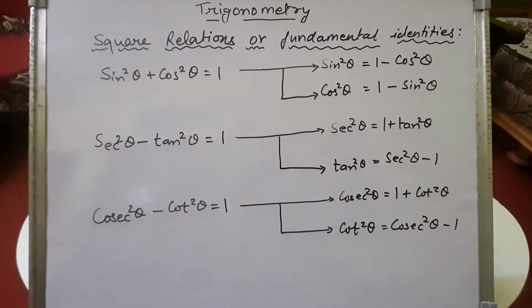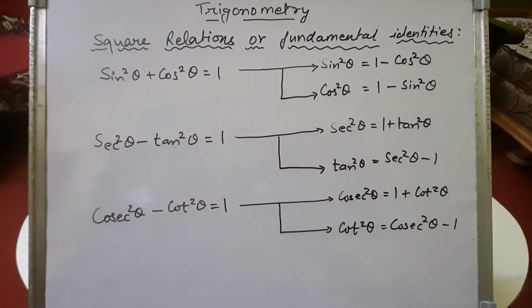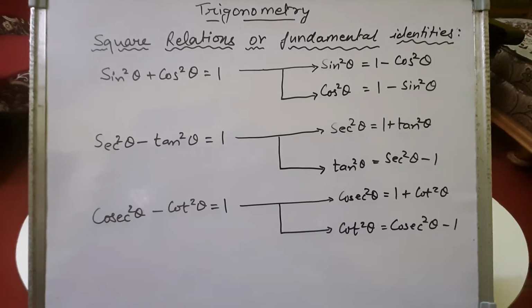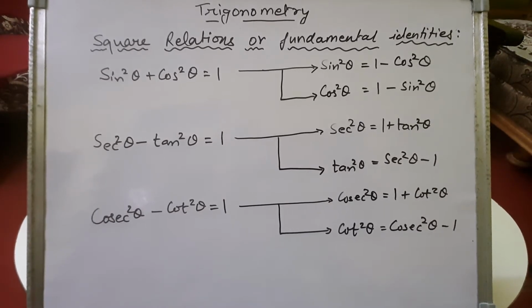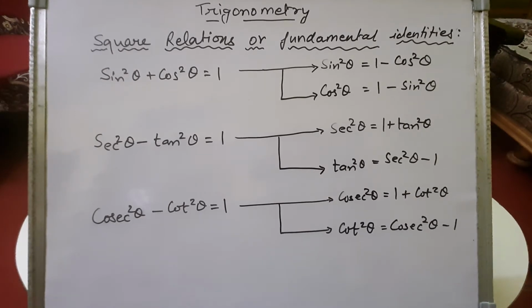Let's see a few more formulas, children. Now this is called square relations or fundamental identities formula. Here we see the relation that sine square theta plus cos square theta equals 1. And this formula can be written as sine square theta equals 1 minus cos square theta, and it can also be written as cos square theta equals 1 minus sine square theta. Another fundamental identity is sec square theta minus tan square theta equals 1. That means sec square theta can be written as 1 plus tan square theta, and tan square theta can be written as sec square theta minus 1.